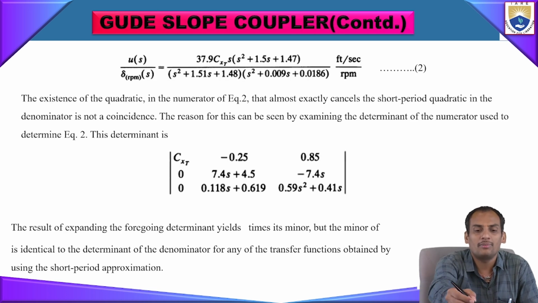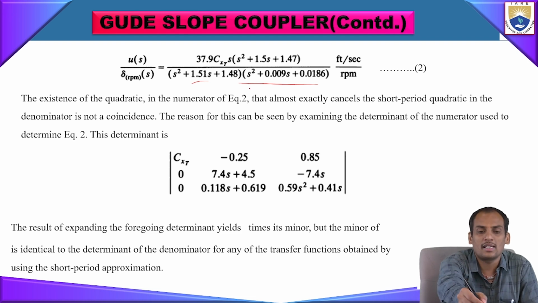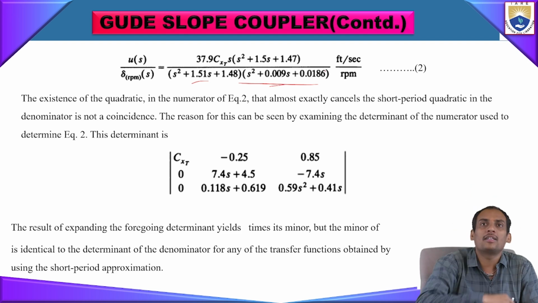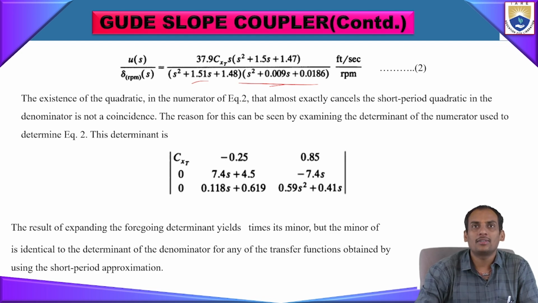The transfer function we will get from that is given here, that is 37.9 Cxt into s into s square plus 1.s. This is the transfer function. We will get it from the previous function by adding the previous functions only. So the existing quadratic, the numerator of equation 2, almost exactly cancels the short period quadratic in the denominator. It's not a coincidence.